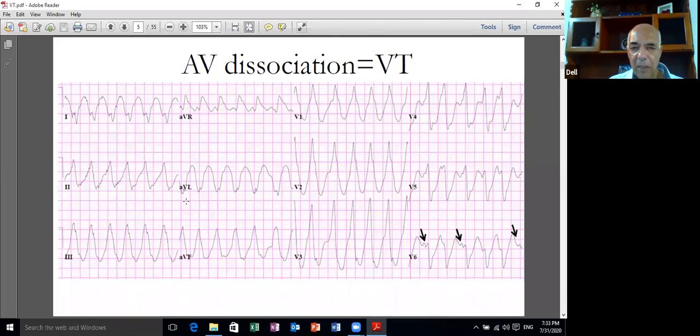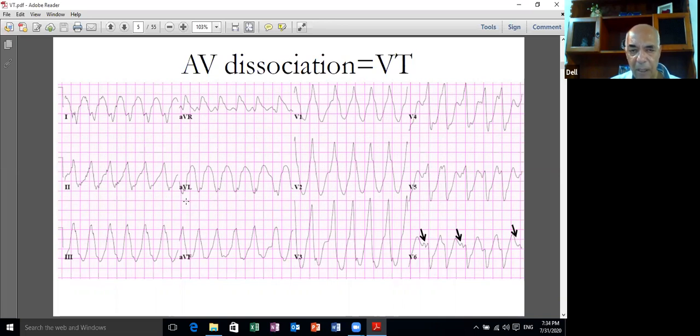To look for AV dissociation, the classic teaching is to look at lead 2 and V1. But over the years, I found that if you look into the lead with the narrowest QRS complex, you will get the widest ST segment. If you compare the ST segments of the subsequent beats, a sharp deflection must be a P wave. So that's the easiest way.